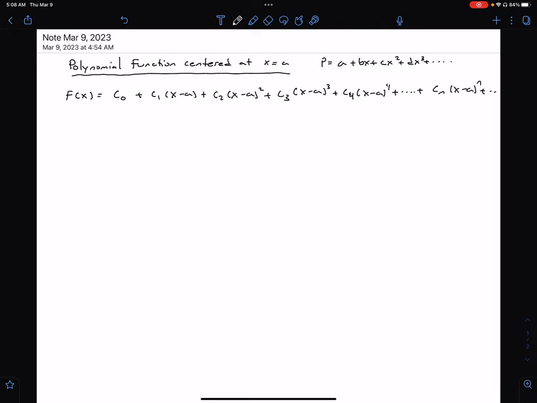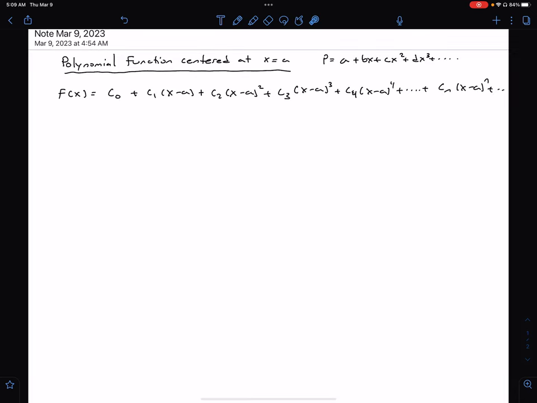What we're going to do differently is set up our polynomial function centered around x equals a. Instead of using a, b, c, and d, because that can get lengthy, we're going to use c0, c1, c2, c3 to represent our coefficients. And since we're centering it at x equals a, we're just shifting our x coordinate a units to the left or right. So instead of bx, it would be c1 times x minus a to represent that shift. So this is our polynomial function.